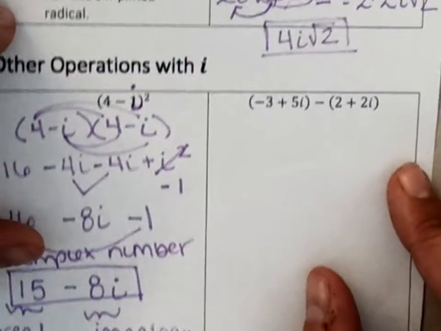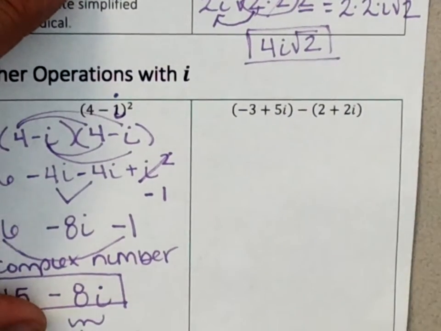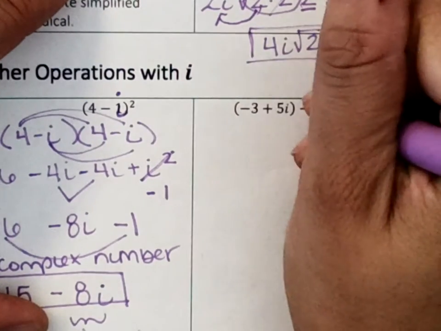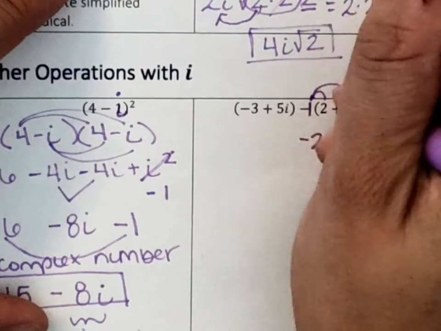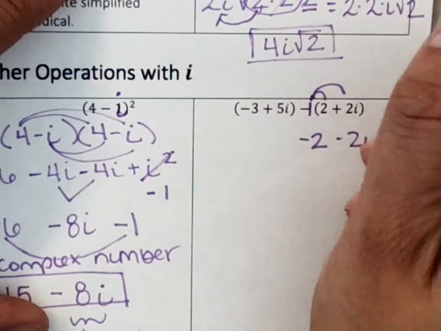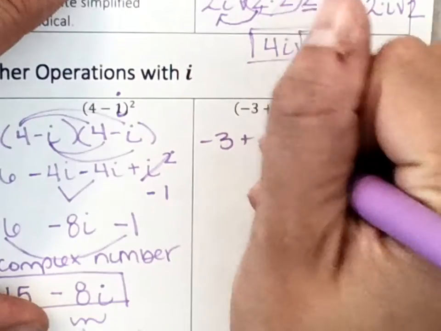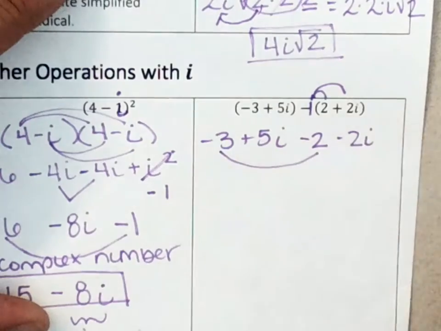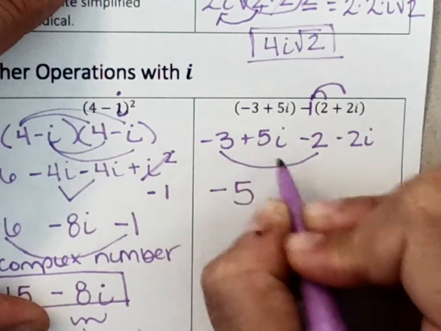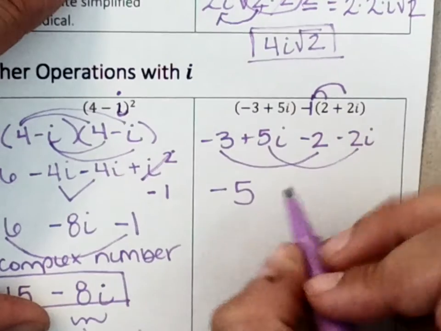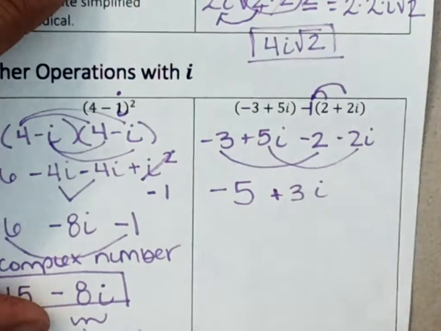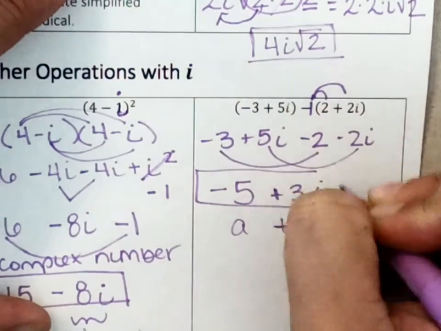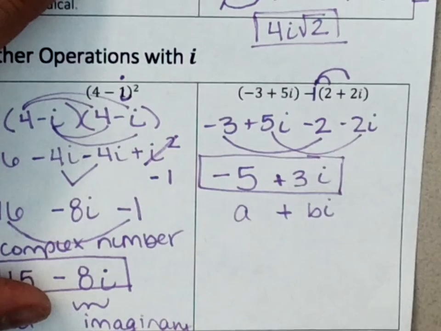In the next problem, we're going to add and subtract. The first thing we're going to do is distribute our negative 1. So negative 1 times 2 is negative 2, and negative 1 times 2i is negative 2i. I'm going to bring down negative 3 plus 5i. Now I'm going to combine like terms. Negative 3 minus 2 is negative 5. 5i minus 2i is positive 3i. And this is in the form of a plus bi, so this is our final answer. We cannot simplify it anymore.